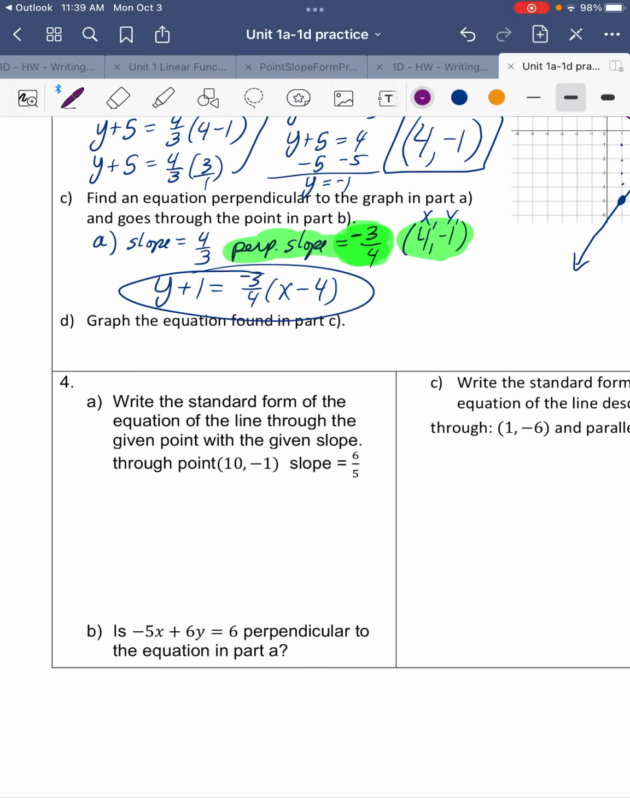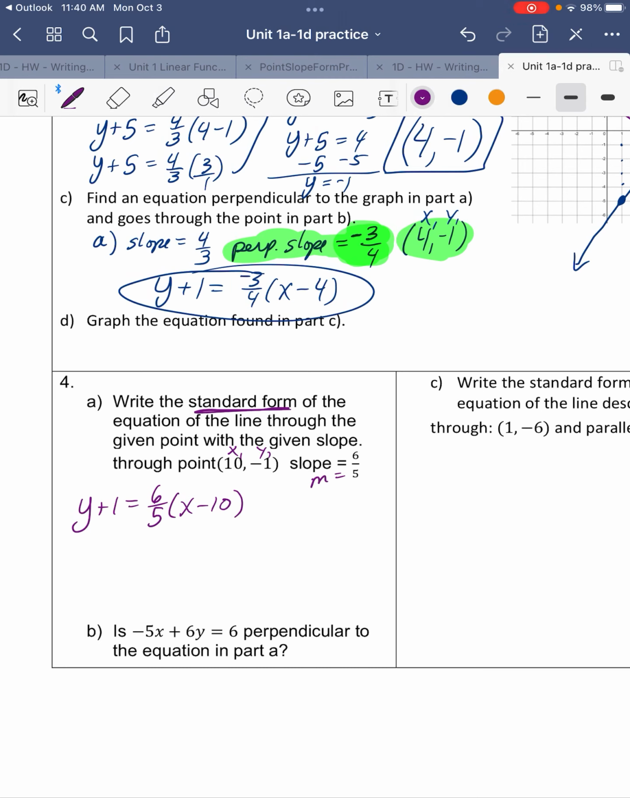Number 4, write the standard form of the equation of the line through the given point with the given slope. All right, so the slope is 6/5, and our point is (10, -1). So we're going to put y minus -1, so that's a +1, equals the slope times (x minus 10). We have to put it in standard form. Right now it's in point-slope form.